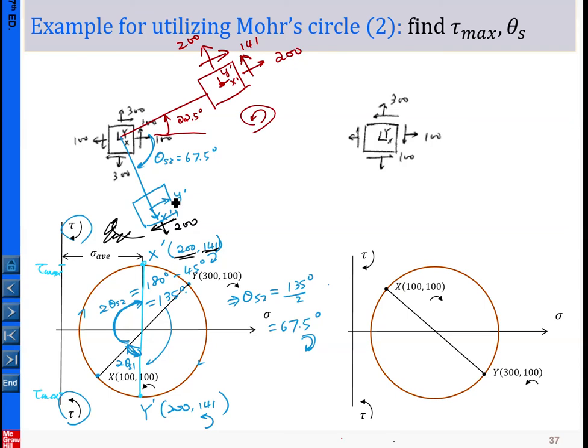So now for y prime, this is 200. We have 200 normal stress, and again the second component is shear stress. The shear stress has a magnitude 141, and 141 has a sense to rotate the element in this way, so that must be in that direction. So 141. Okay, so that is the other option.